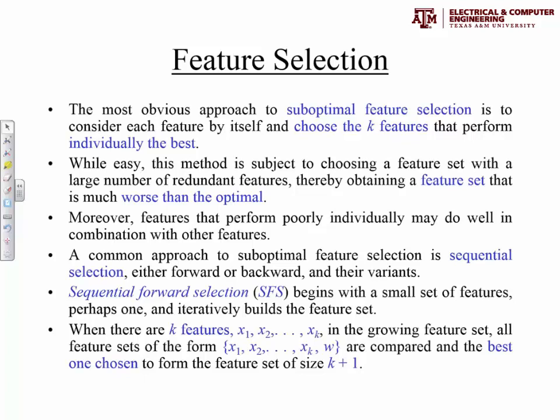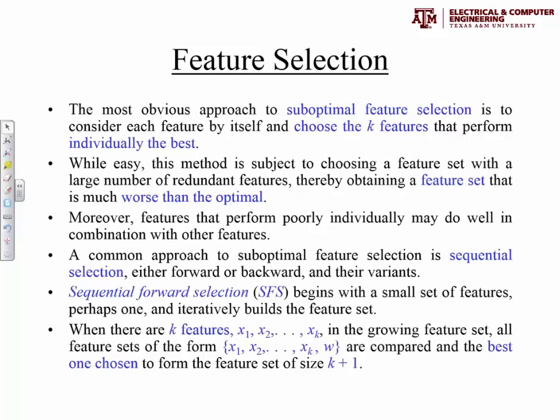So the most obvious approach to suboptimal feature selection is to consider each feature by itself, one feature at a time, and choose the K features that perform individually the best, right? But that's not going to work because features, if you combine them together, might do a lot better. Individually they might perform poorly. So while easy, this method is subject to choosing a feature set with a large number of redundant features, thereby obtaining a feature set that is much worse than the optimal. Moreover, features that perform poorly individually may do well in combination with other features, right?